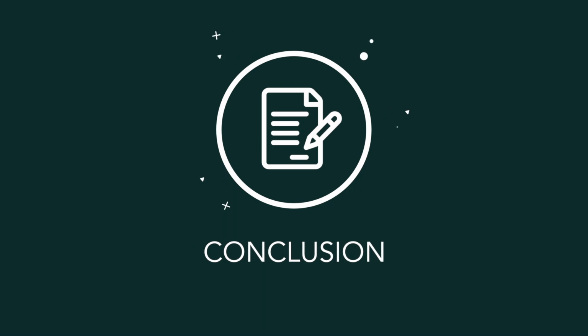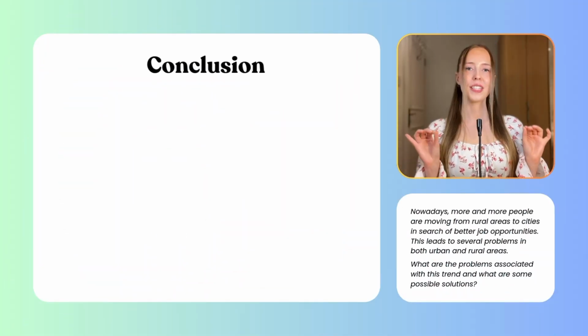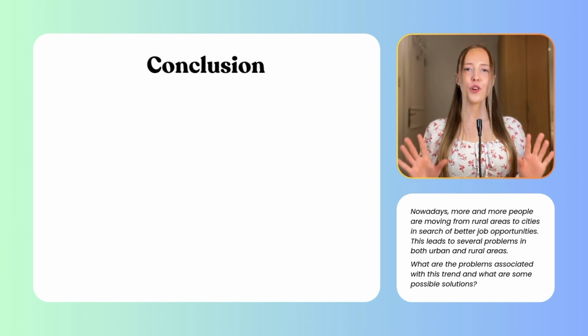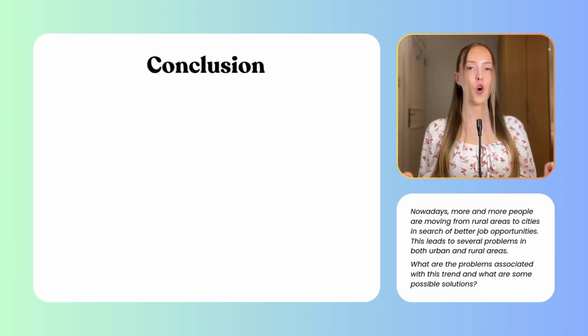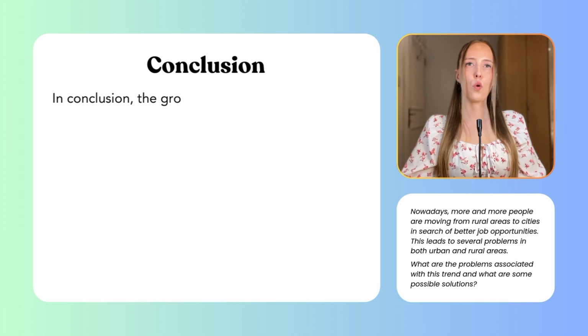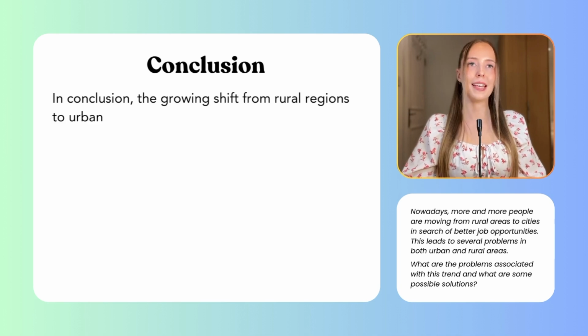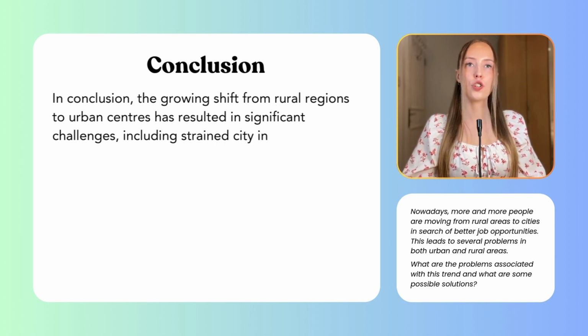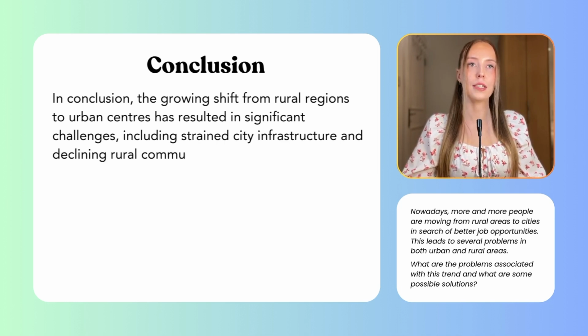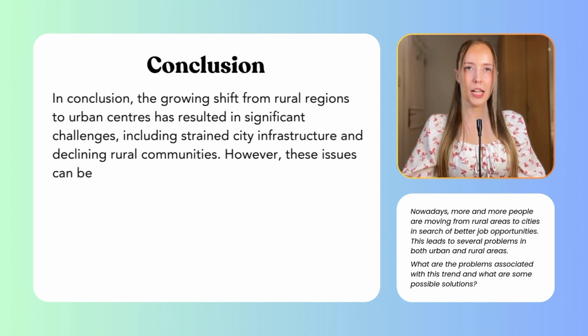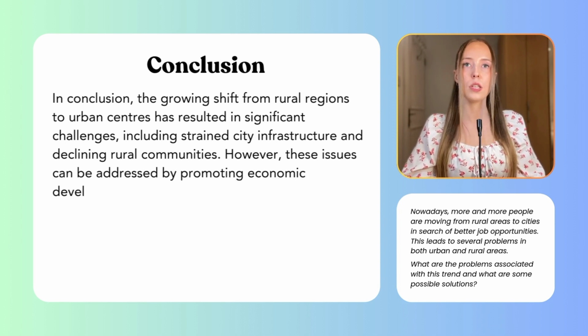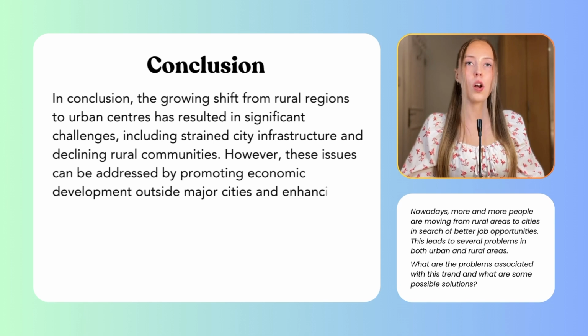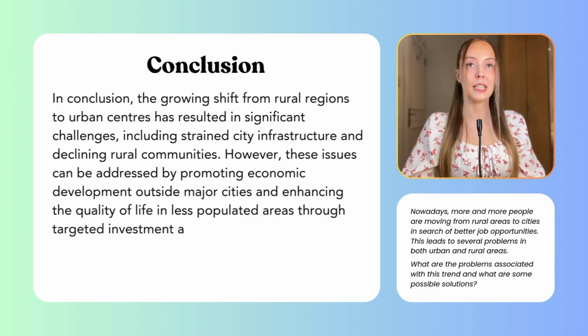Now, all we need to write is our conclusion. Our conclusion should only consist of a summary of the main points and should not contain any new information or ideas. In conclusion, the growing shift from rural regions to urban centres has resulted in significant challenges, including strained city infrastructure and declining rural communities. However, these issues can be addressed by promoting economic development outside major cities and enhancing the quality of life in less populated areas through targeted investment and policy support.